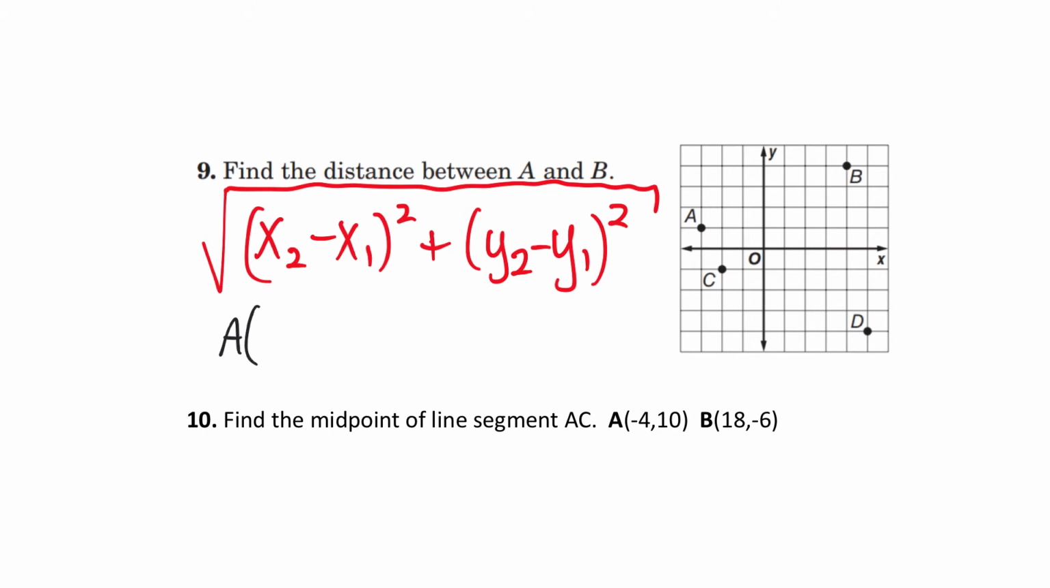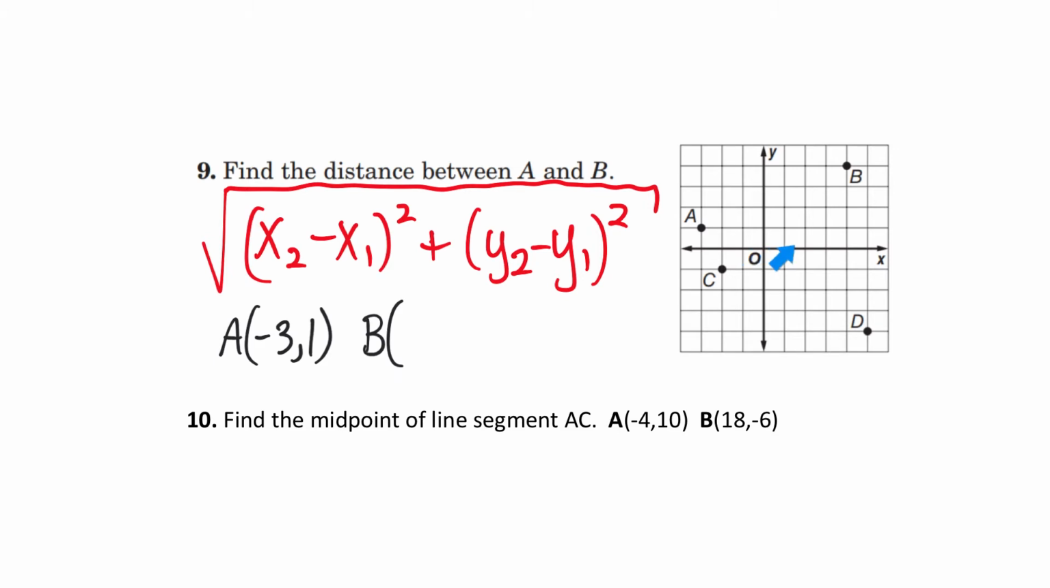Okay, so first of all, we need to know where those two points are. We need to know their coordinates. So where is A on the XY grid? -3, 1. Good, at -3, 1. Right, because when we count, we always start here at 0, 0, and it's -1, -2, -3, up 1. So it's -3, 1.